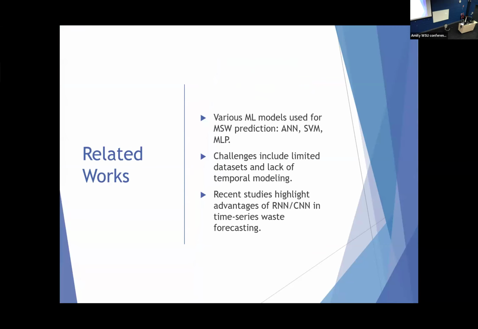Following other literature reviews of related works, previous studies have applied artificial neural networks, support vector machines, and multi-layer perceptrons for municipal solid waste predictions. However, most face challenges such as limited data sets and poor temporal modeling. Recent research highlights the advantages of recurrent neural networks and convolutional neural networks for time series forecasting, which inspired us to focus on RNN for sequential waste accumulation patterns.